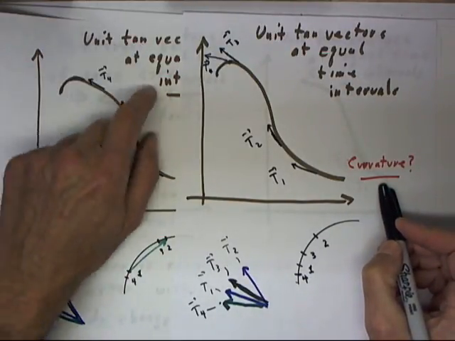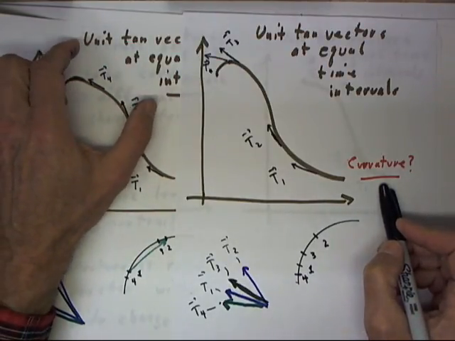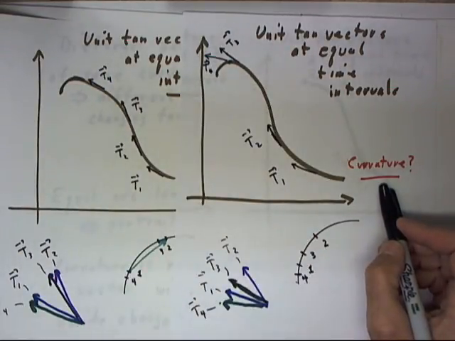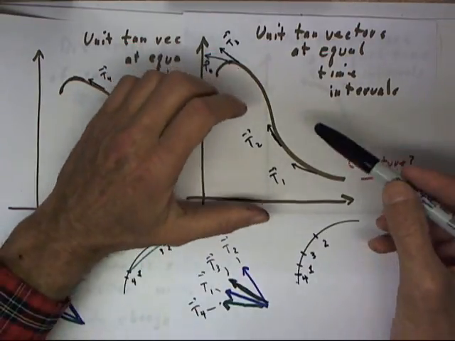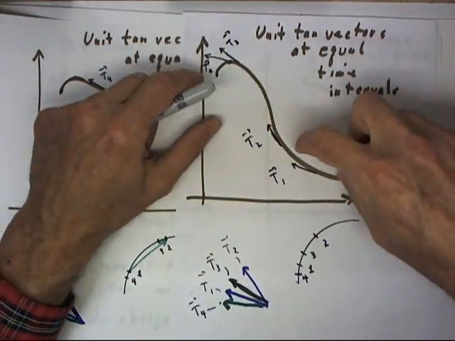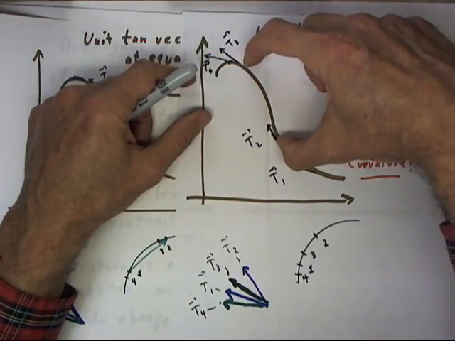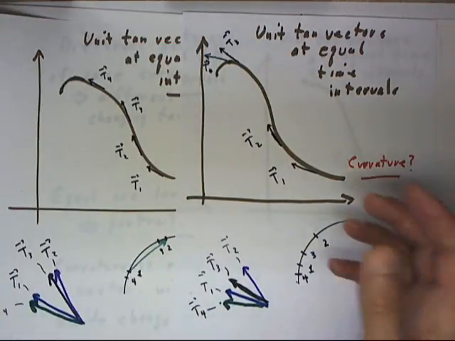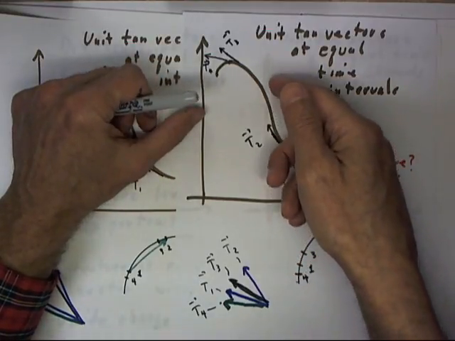We're then going to look at unit tangent vectors at equal distance intervals and find that that gives us a better idea of what we really mean by curvature. But let's start with unit vectors at equal time intervals. Now, if we think about the motion along this curve, we go about this far in the first time interval, and about this far in the second time interval, and only about this far in the third time interval.